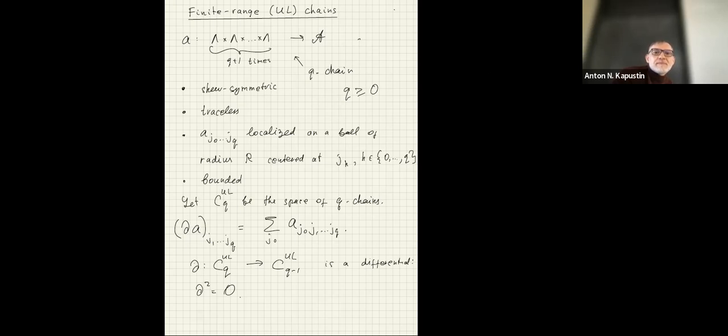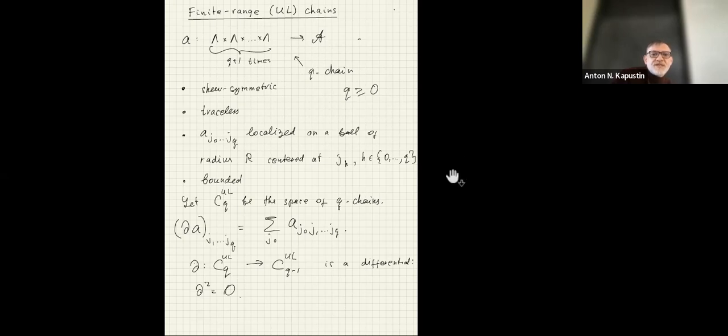A Q-chain is a function of Q+1 variables, Q+1 points on the lattice. It's a generalization of the notion of a current: a density is a function of a single lattice site, a current is a function of 2 lattice sites, and we might as well generalize to an arbitrary number of lattice sites. It's symmetric, traceless, localized on a ball of some radius centered at any one of these points, and also bounded. That's a nice condition. I call these things UL, or uniformly local chains. Basically, each of these is non-zero only when the points j0 to jQ are not very far from each other, fixed by this radius R. But R can be arbitrary, so don't fix it.